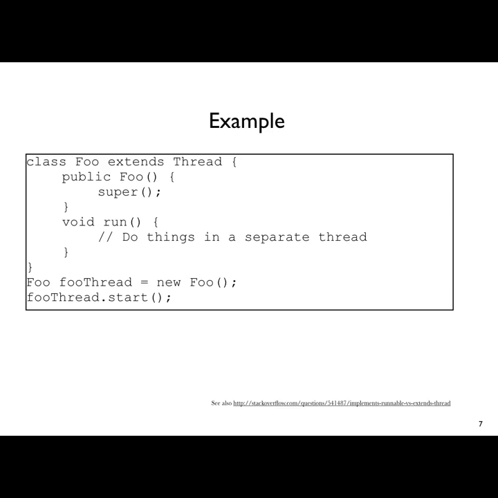So here's an example. A class called Foo. It extends Thread. As always, you have a constructor that, in this case, just calls the constructor from the superclass, which is Thread itself, and then you've got a run method which overrides the blank run method in Thread itself, and then you create an object of that class, and then you say start. And in theory, you could do this multiple times. You could create multiple instances of the same thread.